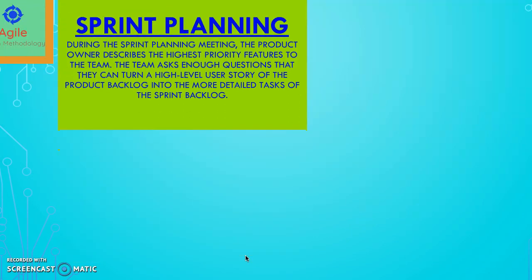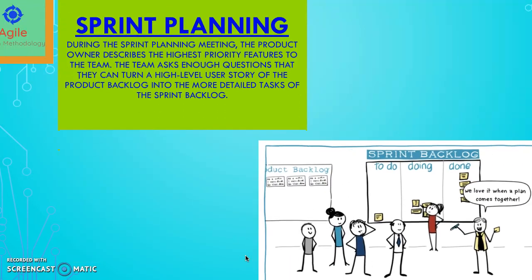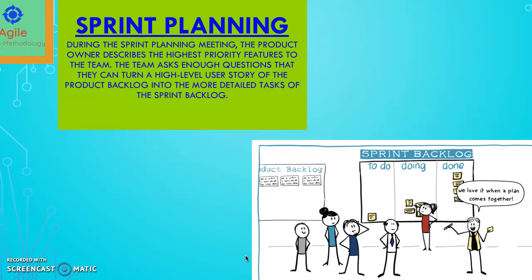Let's go through the sprint planning. During the sprint planning, the product owner describes the highest priority features to the team, and the team asks enough questions that they can turn a high level user story of the product backlog into the more detailed tasks of the sprint backlog.